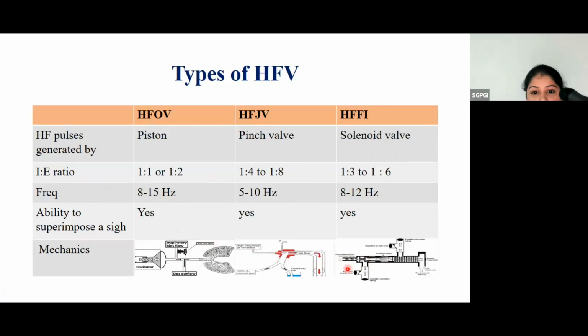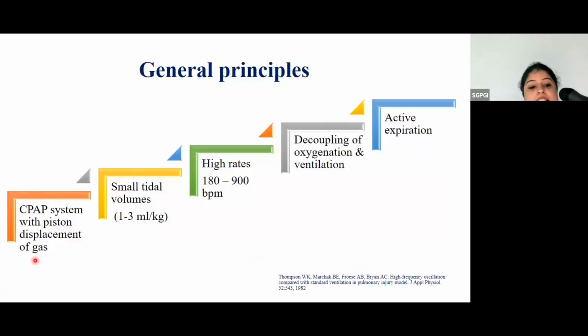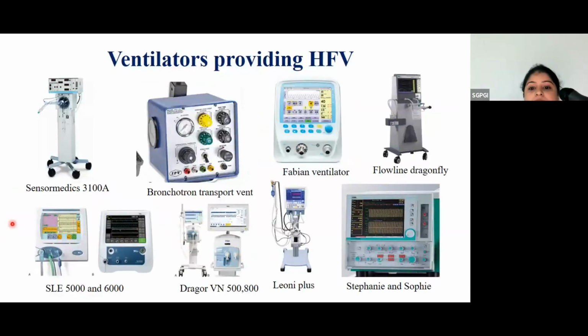All these modalities have the ability to superimpose PSI breaths to attain sustained inflation, and these are the various mechanics shown. So the general principles are that it is a CPAP system with piston displacement of gas, which produces small tidal volumes in the range of 1 to 3 ml per kg, which is even less than the dead space of the airway, with high rates. Also, there is decoupling of oxygenation and ventilation, which is a unique phenomenon in high frequency ventilation. Also, the expiration is active. These are the various ventilators which provide high frequency ventilation. The ventilator which has a piston mechanism only can provide high frequency ventilation.